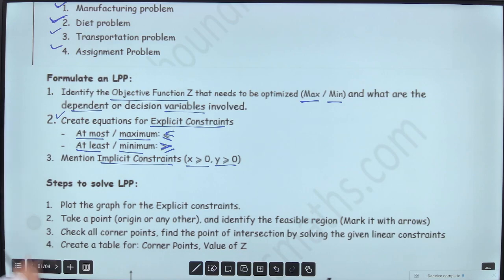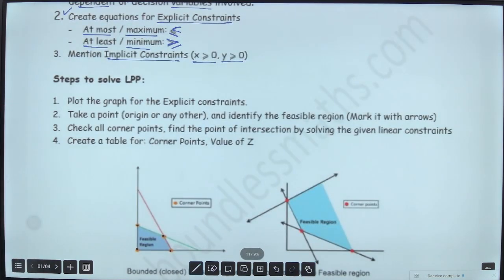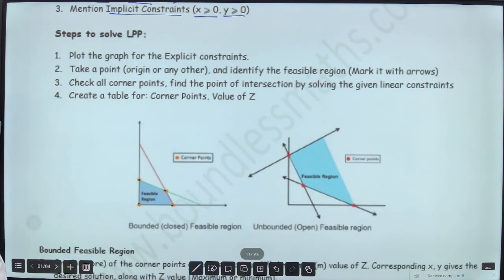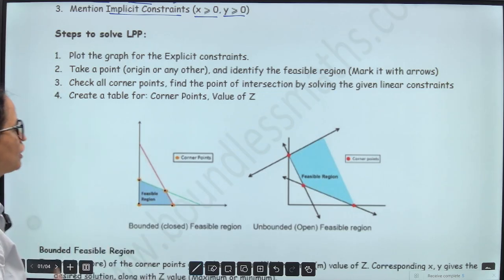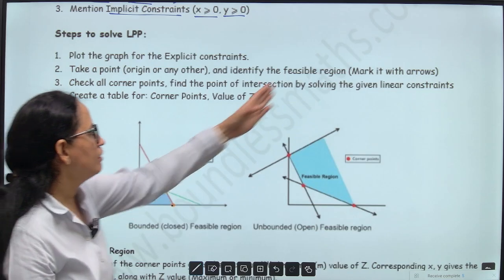The first is the objective function subject to some explicit constraints, and then the implicit constraints, right? Now let's see how to solve an LPP. What are the steps involved? The first step is to plot the graph of the explicit constraints. These are linear inequalities and you need to plot the graph. After you have plotted the graph for all the linear inequalities or all the explicit constraints, you need to identify the feasible region.